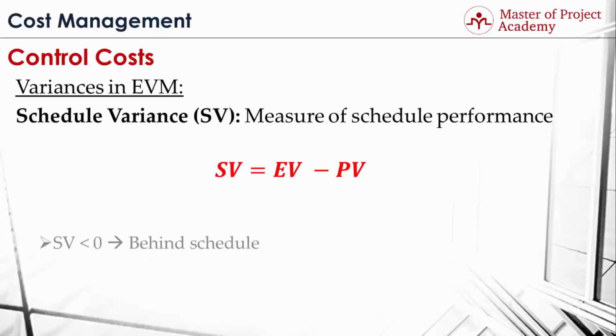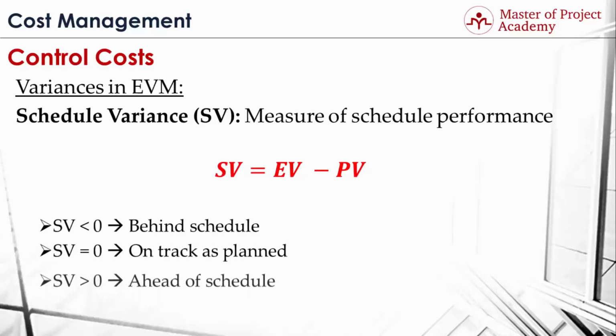So briefly, if schedule variance is less than 0, then the project is behind schedule. If schedule variance is equal to 0, then the project is on track as planned, because activities are completed in their planned duration. And if the schedule variance is greater than 0, then the project is ahead of schedule, because you're completing the activities earlier than their planned values. In summary, the greater the schedule variance is, the better the project schedule performance you have.